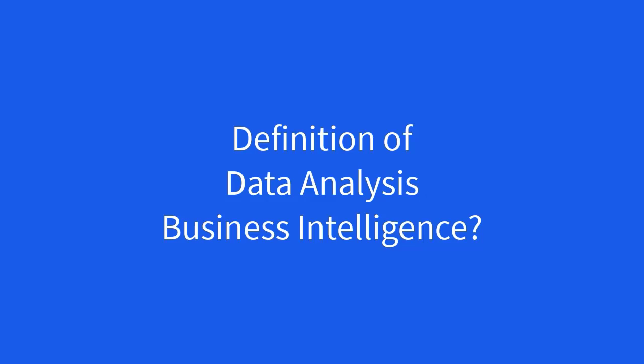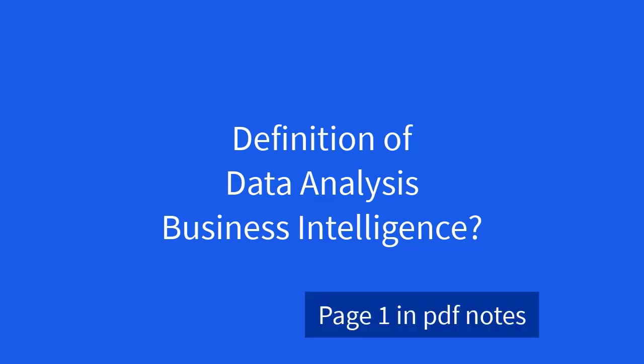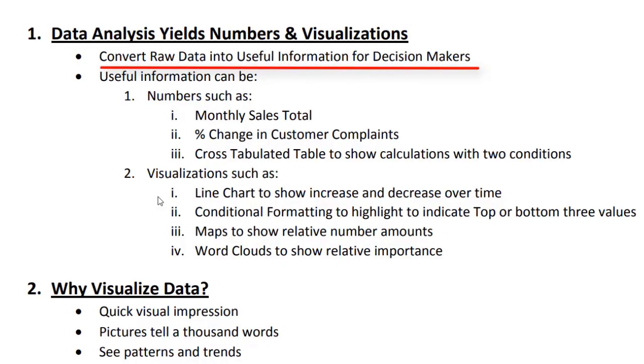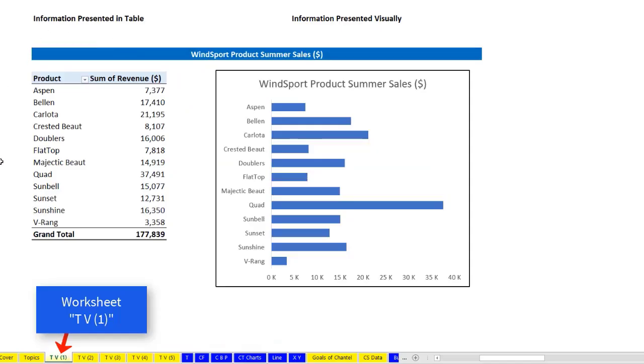The definition of data analysis and business intelligence: convert raw data into useful information for decision makers. But guess what? Data analysis yields numbers and visualizations. This is information presented in a table. This is information presented visually. Both are the end result of data analysis.